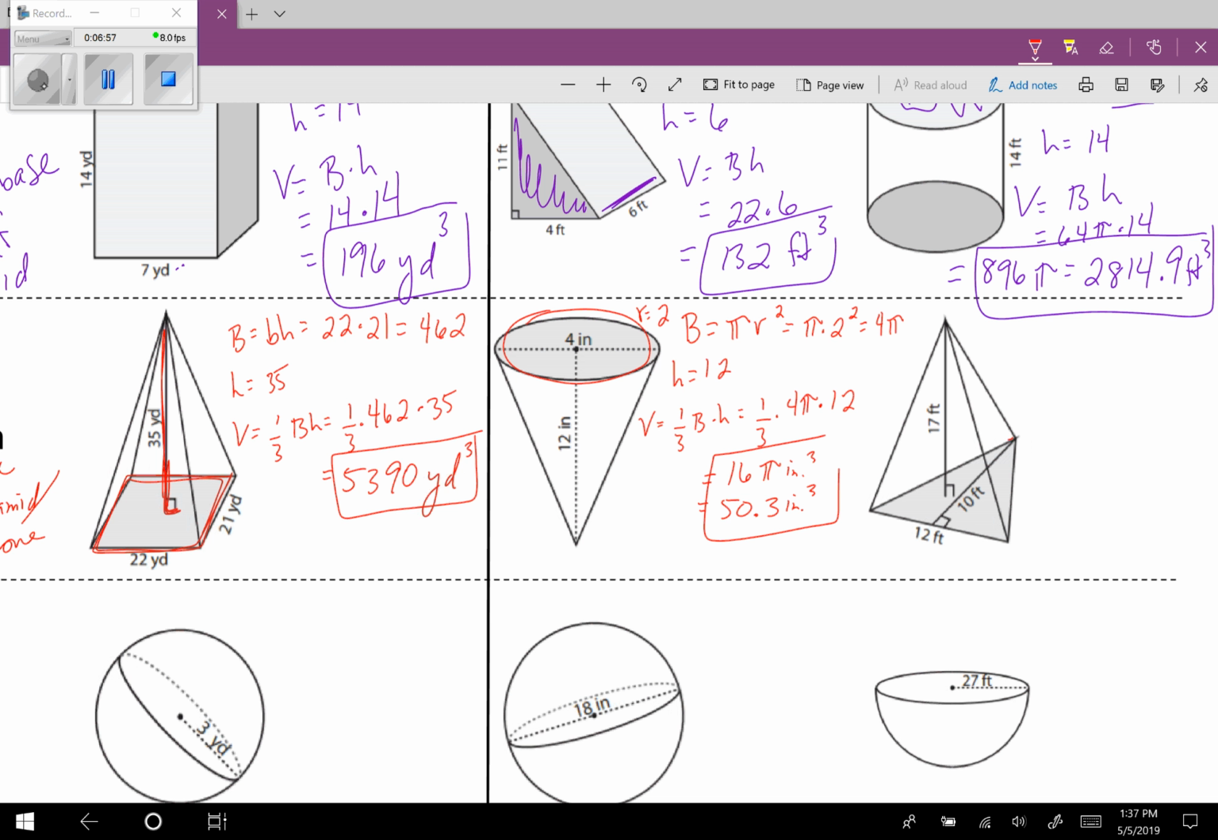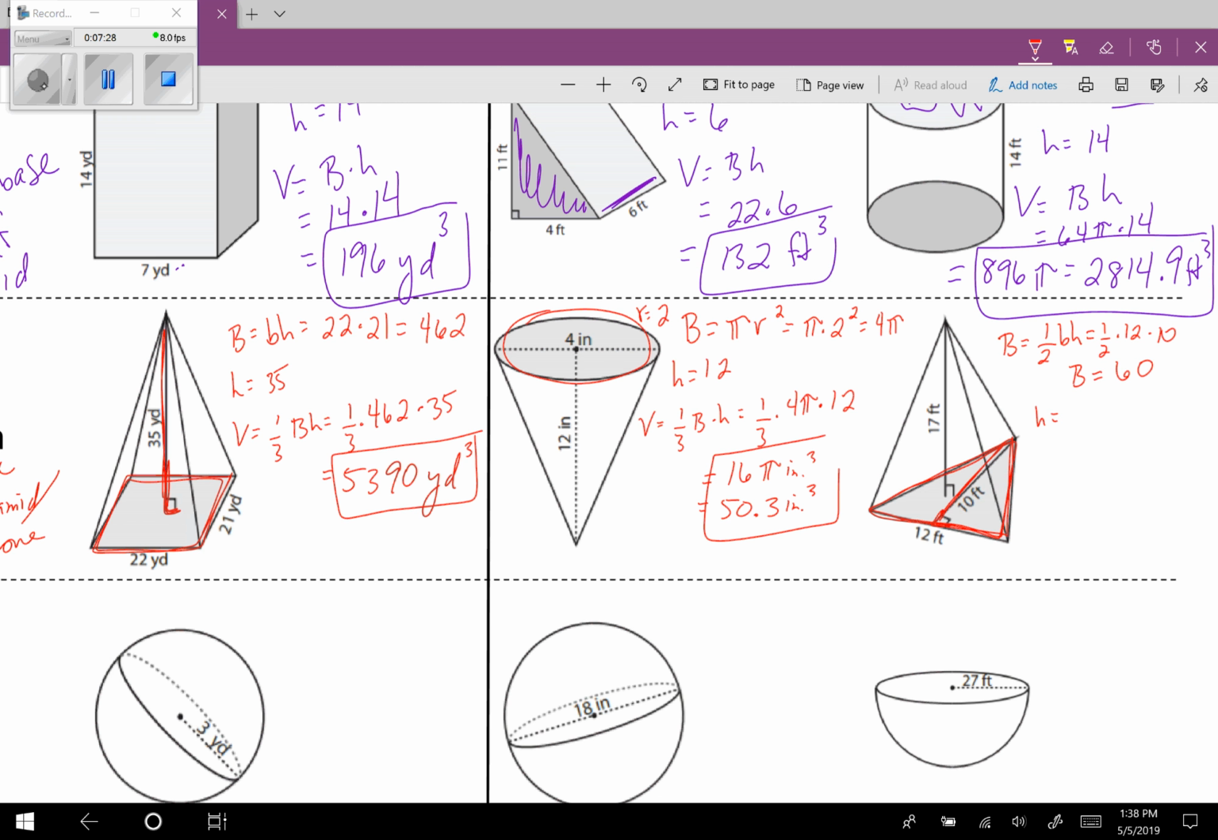We have our pyramid here. It's a triangular pyramid. So we have to use the formula for the area of a triangle for the base, area of the base. So it's 1/2 base times height. This is base and height of the triangle alone. So the base of the triangle is 12. The height of the triangle, at a right angle to that base, is 10. So the area of the base is 60.